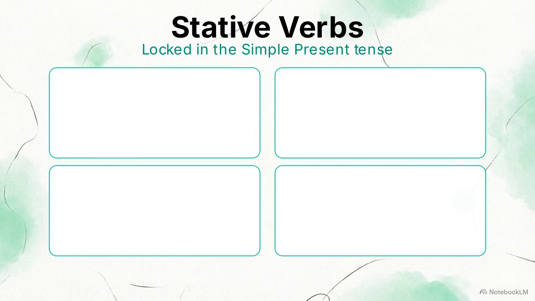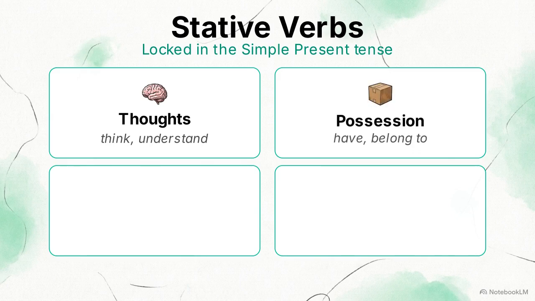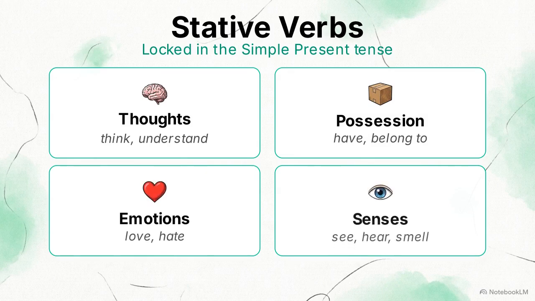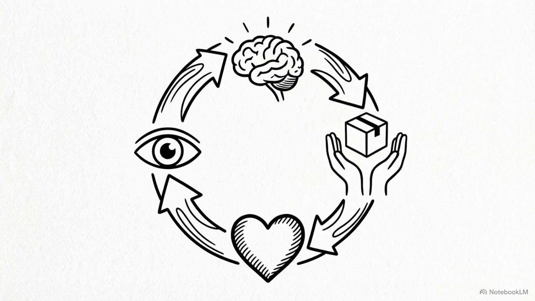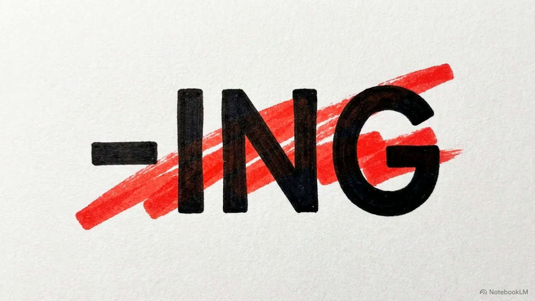There are 4 distinct categories of stative verbs. The first 2 are thoughts, like the verbs think or understand, and possession, such as have or belong. The remaining 2 categories cover our emotions, using verbs like love or hate, and our physical senses, utilizing words like see or smell. All 4 of these categories represent realities that exist continuously. Adding an -ing to them suggests a temporary, active performance, which breaks the internal logic of the statement.